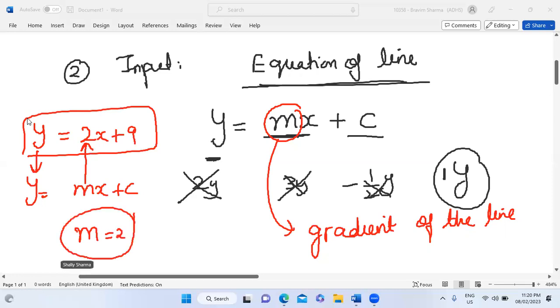Gradient can be positive, gradient can be negative, gradient can be 0 also, and gradient can be undefined also. We will learn these things in our upcoming videos. For now, in this video, I'm just focusing on how to find the gradient in different ways.